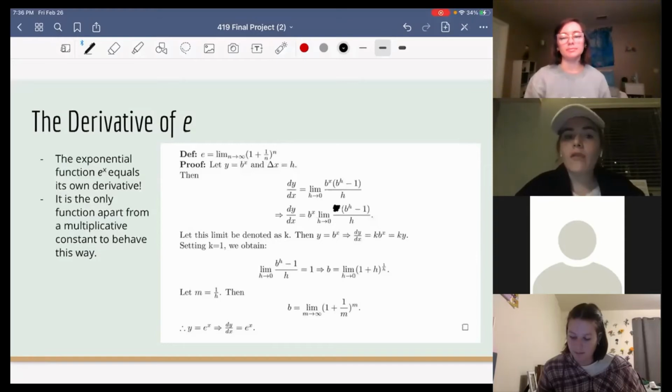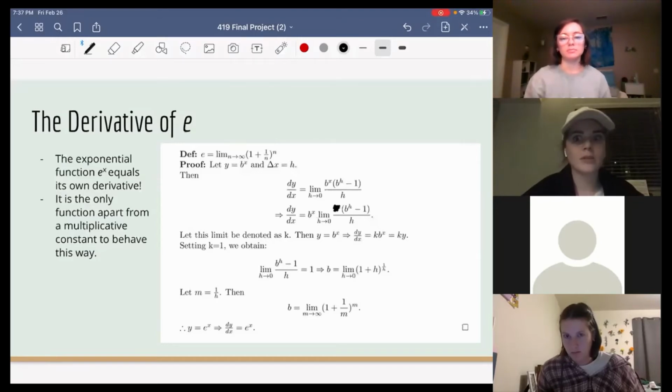So starting off, when you increase x by delta x, then y is going to increase by some delta y. And in this case, that delta y is equal to b to the power of x plus delta x minus b to the power of x. But through some rules of exponentiation, we can rewrite this as b to the x quantity b to the delta x minus 1. And for simplicity, we are just going to call delta x h.